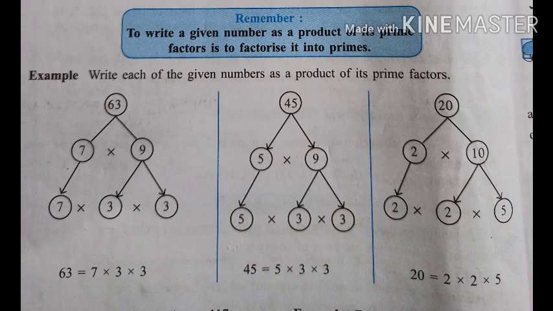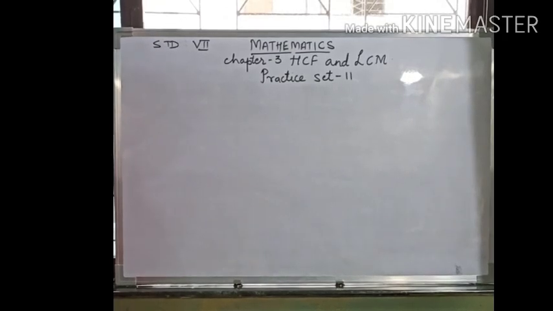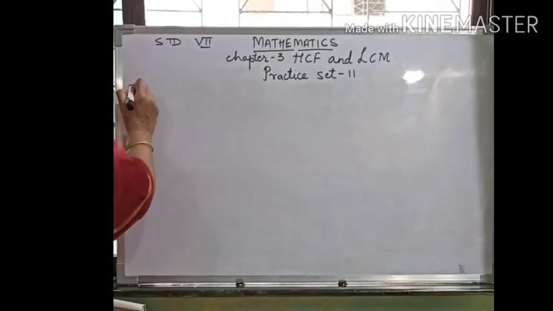From this we learn that to write a given number as a product of its prime factors is to factorize it into prime numbers. In other words, we have to go on dividing the given number until we reach a stage where further division is not possible. Solve sums from practice set 11. The first example.